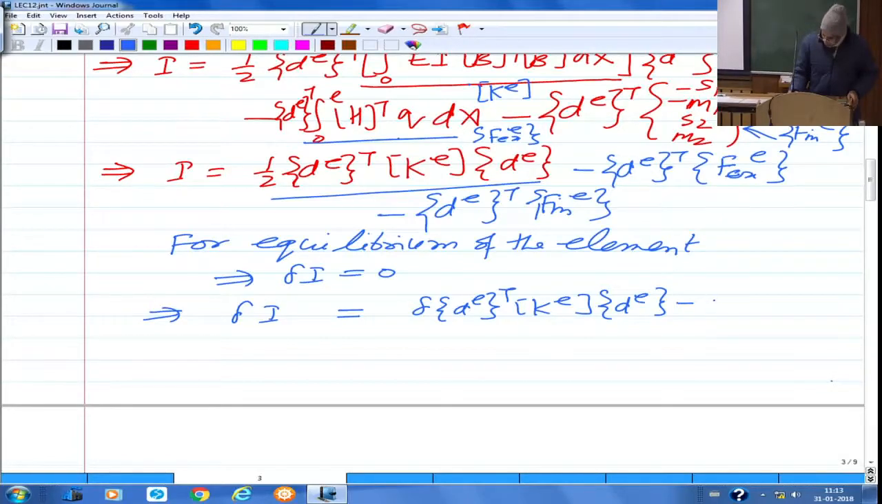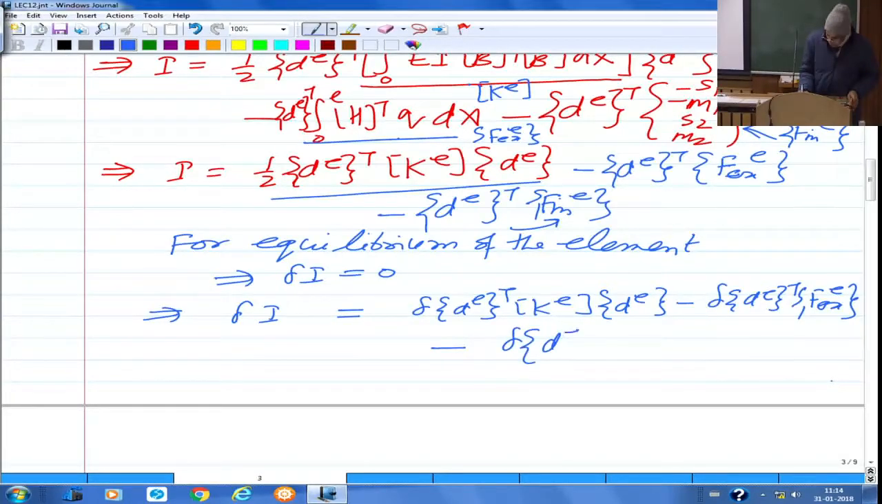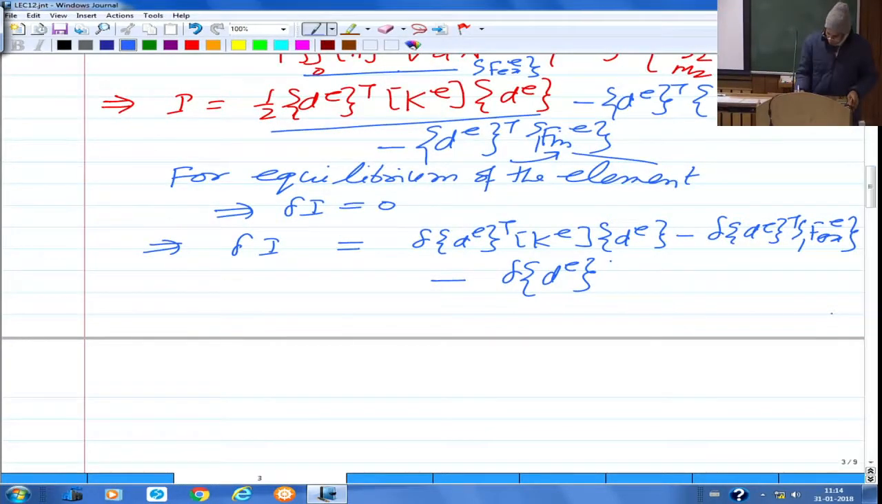Then the second term is also similarly delta of d^e transpose F external. This is known, so there is no variation in that. And here also we are taking this as known with respect to variation, so we only have to take the variation of the first term. So delta of d^e transpose, we are treating basically this as an exact solution, so that is what we use in our boundary conditions. So this is F internal for the element, and this must be equal to 0.